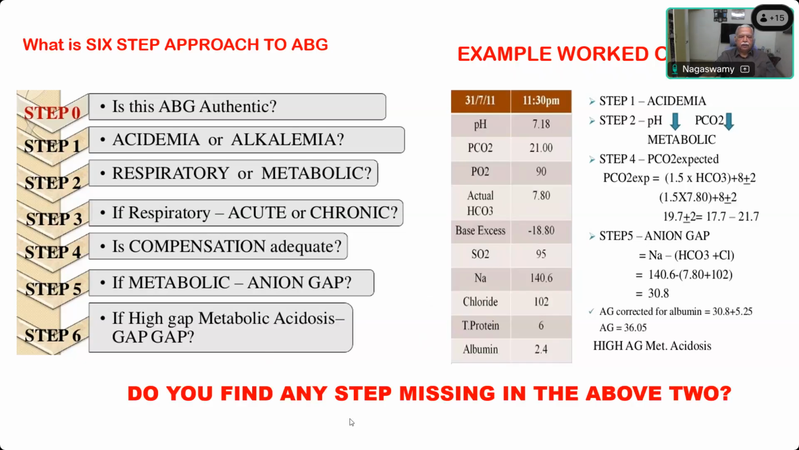So, do you find any step missing in the above two? The gap has not been calculated. The gap has not been calculated. But very good. The authenticity of the ABG. And the first one, as I told you, you always identify the patient demographic details. Okay, that is also missing.